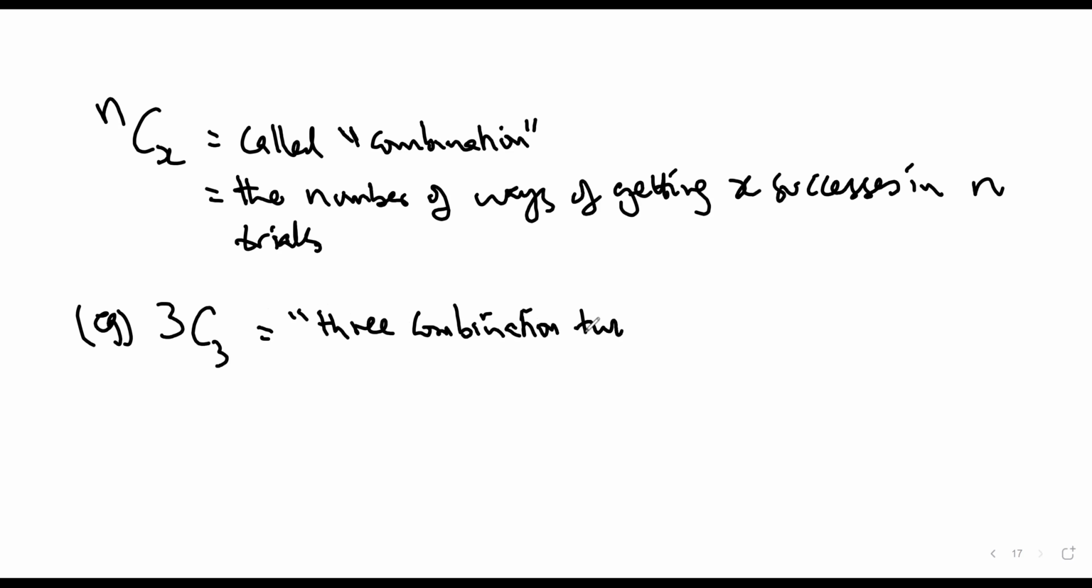3 combination 2. Or you can say, choose 2 from 3. Or the number of ways of choosing 2 objects from 3 objects. Or 2 successes from 3 trials. Okay. So I will illustrate how to use the calculator to, sorry, this is not a 3 here, this is a 2. I'm using a 2 here, not 3. So this is 3 combination 2. Or you can say choose 2 from 3. So I want us to use our calculators to evaluate this constant.